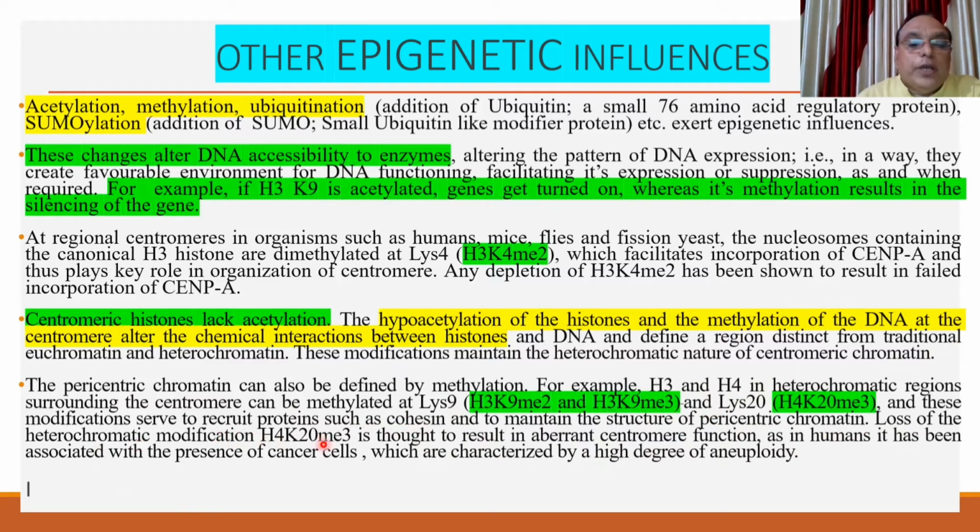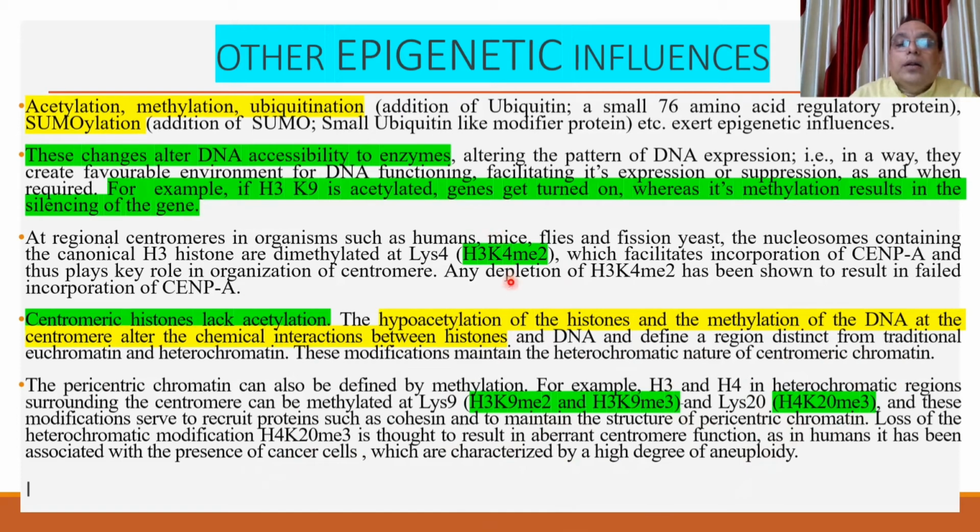Loss of heterochromatic modification is thought to result in aberrant centromeric function. So if these changes do not take place in the pericentric centromeric chromatin, the centromere will function aberrantly, and that will not lead to fidelity of segregation. The faithful segregation will not be possible then, and it will result in the presence of cancer cells which are characterized by a high degree of aneuploidy.